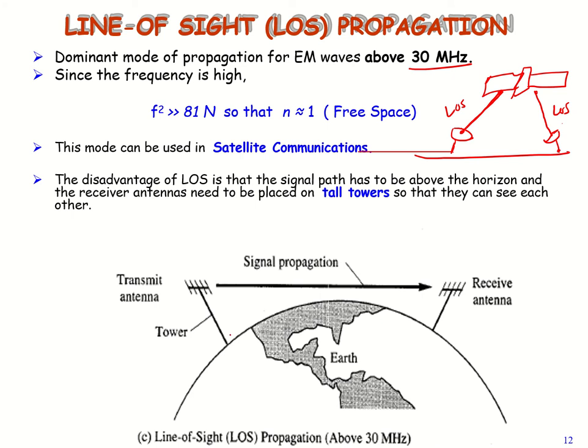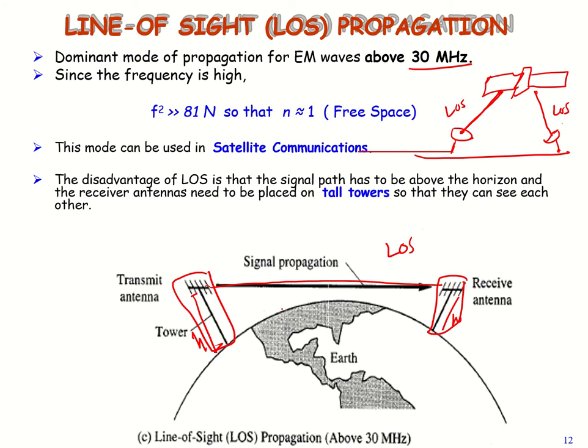Similarly, on the Earth's curvature, as said earlier, we place towers and adjust their heights so that they can directly communicate with each other in line of sight. They are just looking at each other without any issue. This is called line of sight communication, and it is usually done at high frequencies, because at high frequencies the refraction will be lower.